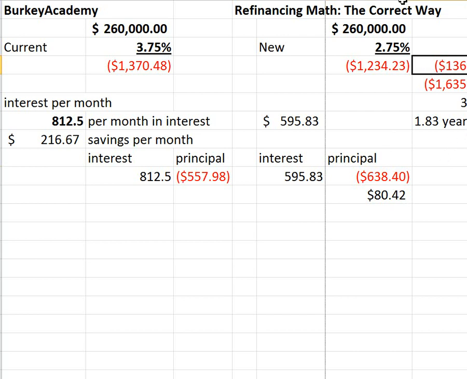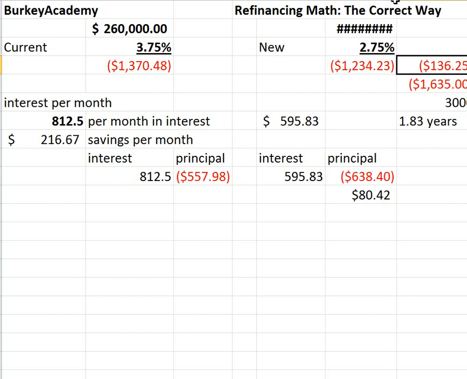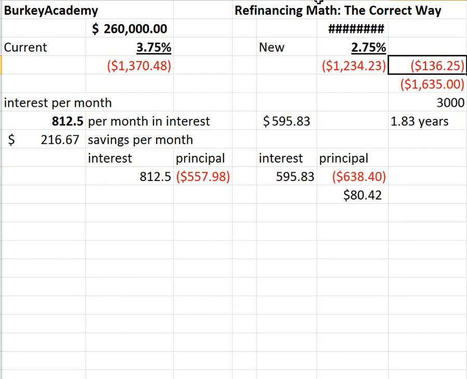I'm sorry, you can't see that part because it's off screen. Let me move that a little bit. This part, the $136.25 that your payment goes down, that's great. But there's a second benefit that's $80, it's about the same magnitude. I mean, they're both around $100. This is a little less, that's a little more than $100.